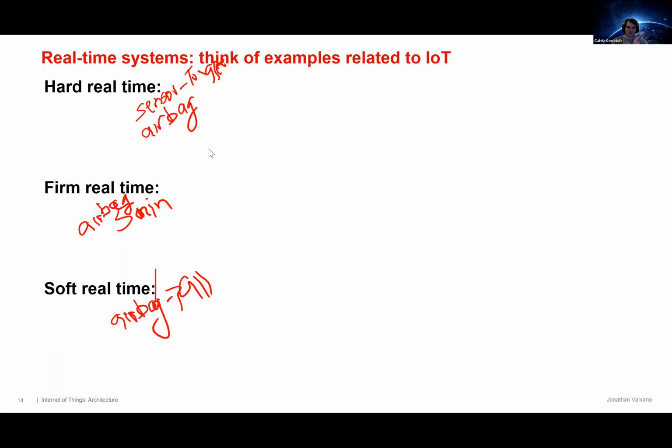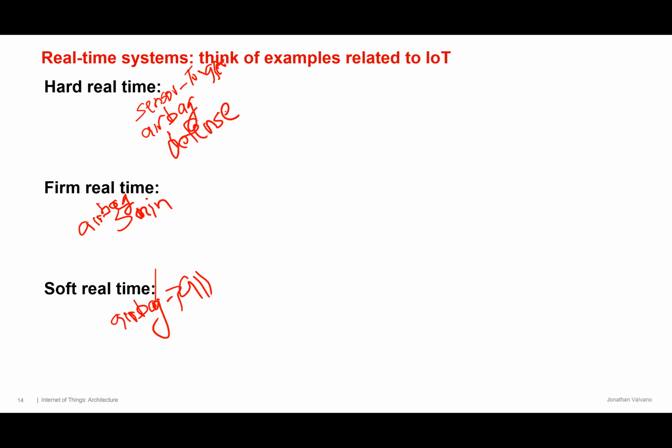For hard real time, maybe automated flares on like a drone or something like that. So if a missile is targeting a drone, it has to release flares before it hits. Oh yeah, sure. Defense, sure.